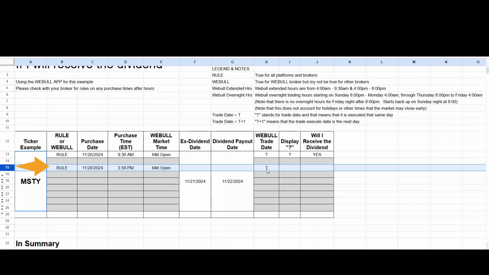So this is still just a T, so it trades, so it will execute the day of. Will we receive the dividend for this one? Yes, we will. So let's move to the next time.